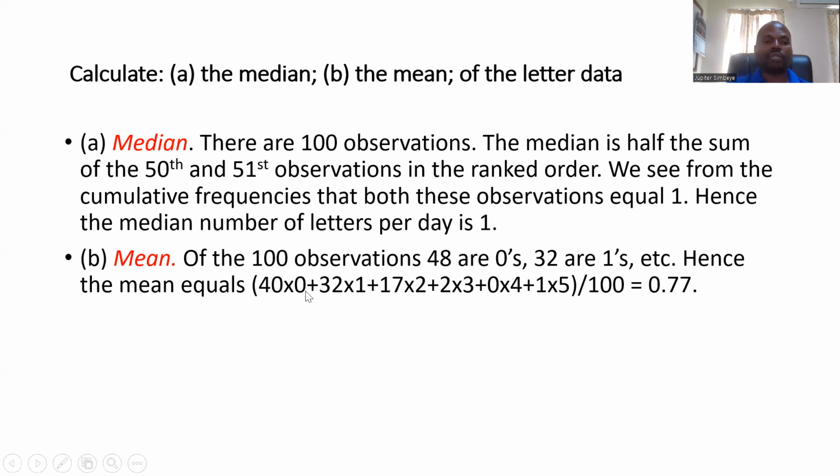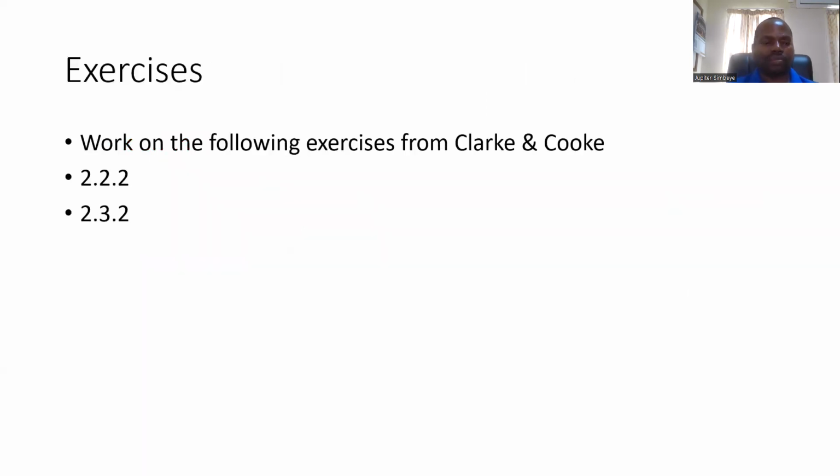So 48 times 0 plus 32 times 1 plus 17 times 2 plus 2 times 3 plus 0 times 4 plus 1 times 5, divided by 100. So if we get a total here, the total is 77. Divide by 100, we get 0.77. So that's the mean when that data is grouped.